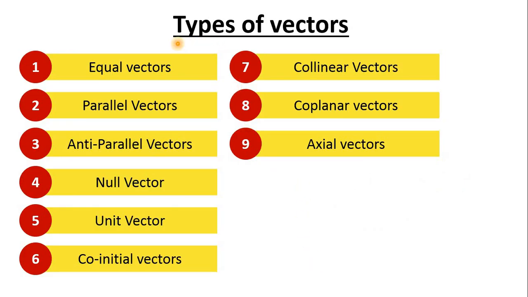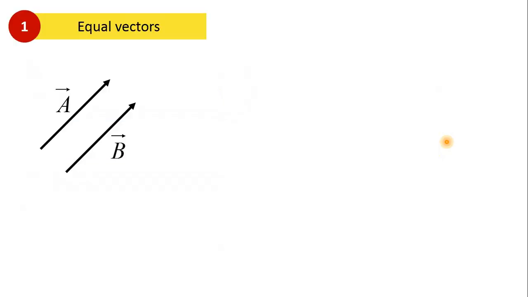Now there are different types of vectors. We will discuss them one by one and write down the definitions. First of all, we'll learn about equal vectors, then parallel vectors, anti-parallel vectors, null vector, unit vector, co-initial vector, collinear vector, coplanar vector, and axial vector. Let us look at the definitions one by one.